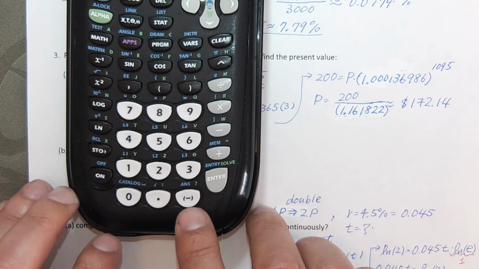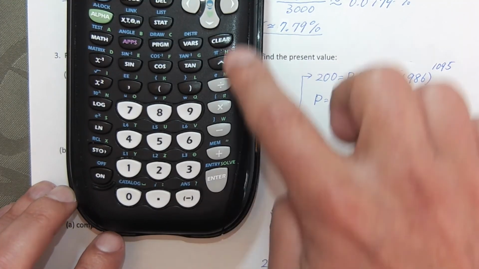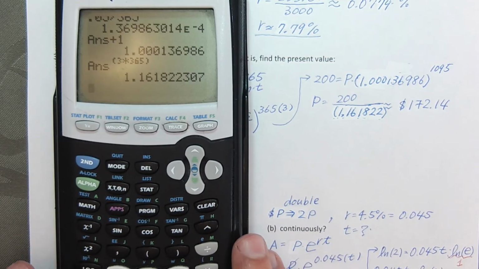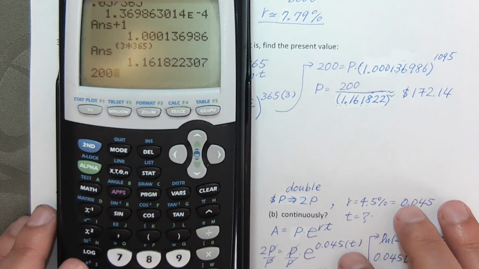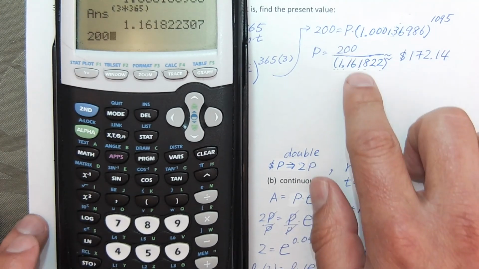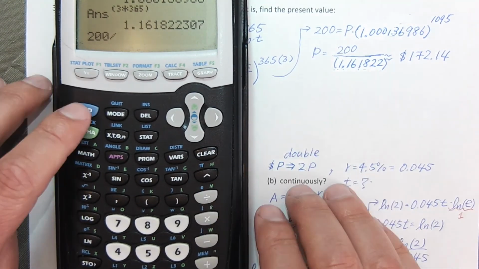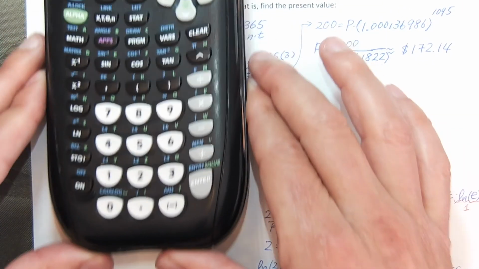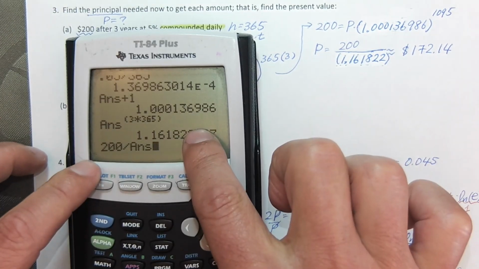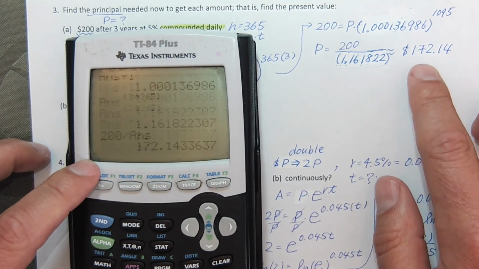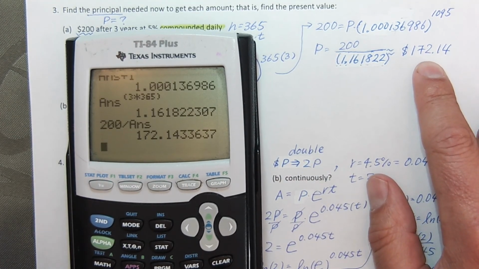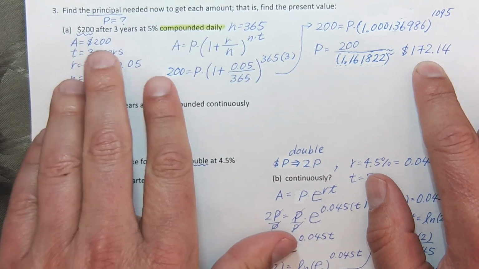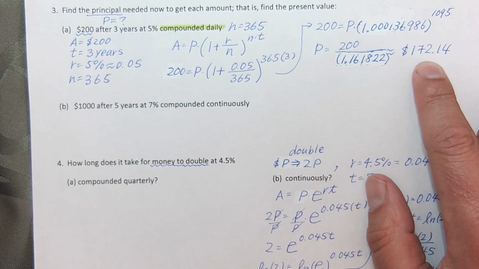If you see above the negative button, it says answer. This is the previous answer. So I'm going to do $200 divided by, and I'm going to hit second, and go down here and hit answer. And what that does is it takes the previous answer. Equals, and there's my present value. Meaning this is what I would need to invest today if I want in 3 years $200 at this rate compounded daily.